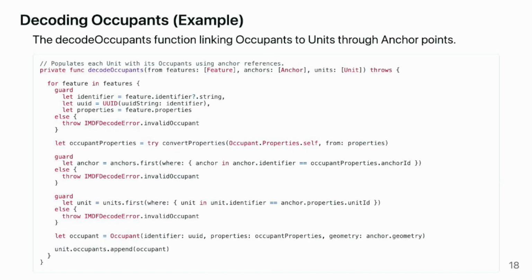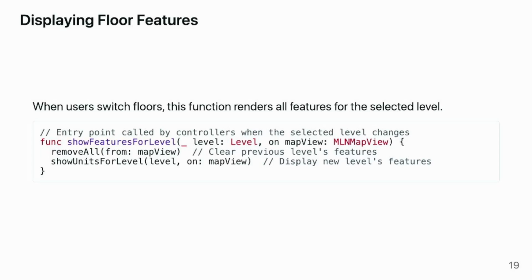After that, we decode each feature type. For example, this is the decode occupants function. Occupants do not define a geometry, so an anchor point must be associated with them. Therefore, while converting the data, we need to look up the anchor contained in that unit.